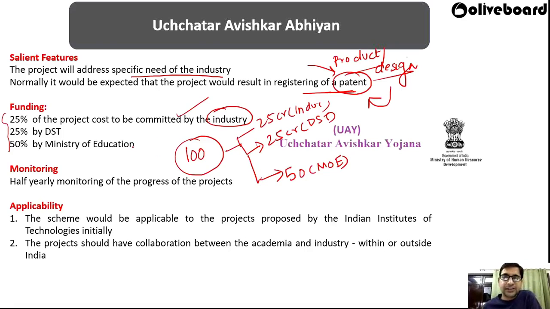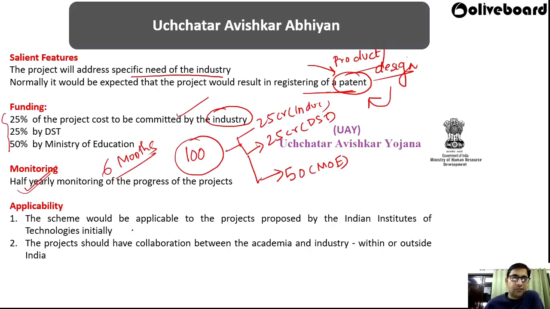Who will be the monitoring agency? Half yearly monitoring will be done on the projects. Every half year, that means every 6 months, the monitoring will be done by IIT Madras, and the industries will do all the monitoring, and they will come and guide the institution and research facilities on which projects they want more people to join, and all those things will be provided by industry, the Department of Science and Technology, and the Ministry of Education. So this is under Uchchatar Avishkar Abhiyan.